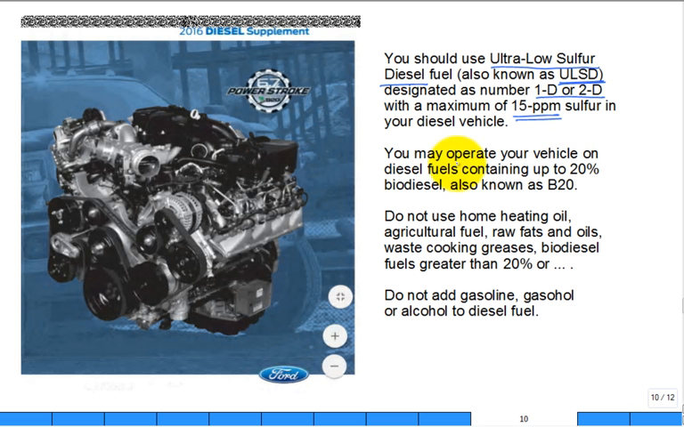Also, if you continue to read, you can operate your vehicle on diesel fuels containing up to 20% biodiesel, called B20. But I thought this was interesting. It's in the manual, just like this. Do not use home heating oil. Do not use agricultural fuel. Do not use raw fats and oils or waste cooking greases or biodiesel fuels greater than 20. There's a lot of stuff you can throw in your diesel tank and still work. And also, do not add gasoline, gasohol, or alcohol to the diesel fuel. That's in the owner's manual that I found. But not a word about the cetane number.